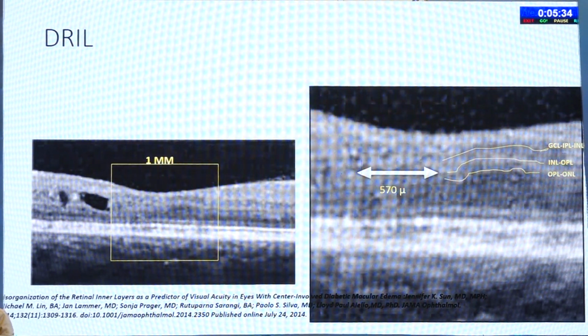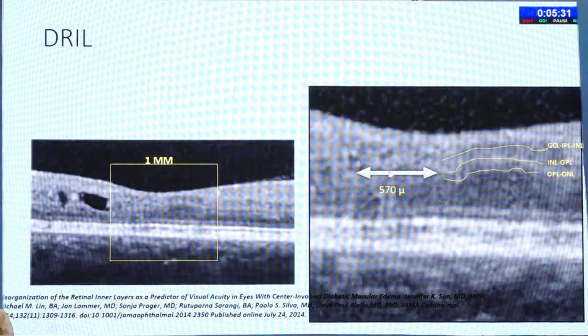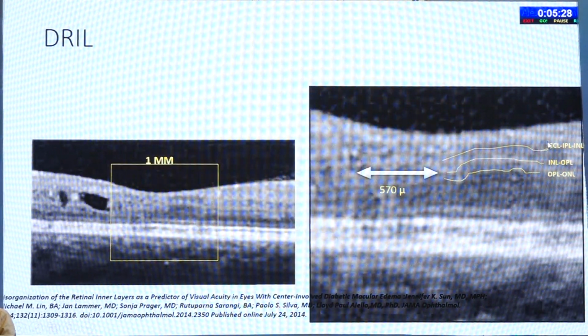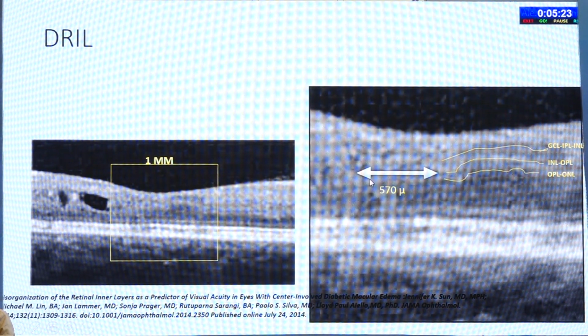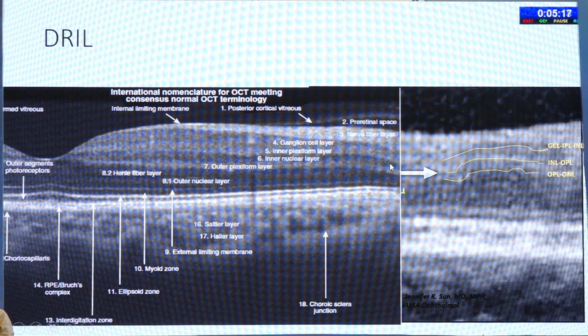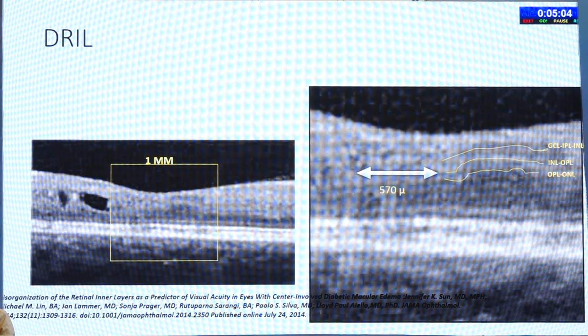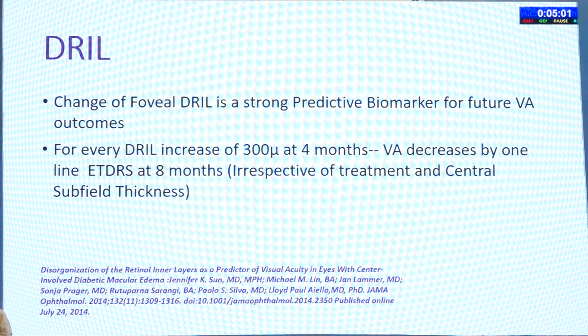This is 570 microns of DRIL extent, and this is equivalent to the layers they are showing. You can see the OPL and ONL layers. Where it is measured as 570 microns, there are 2 arrows; there the layers are blurred. We also put the normal OCT of the macula, and you can compare with that, and you can have an idea of which layer we are referring to.